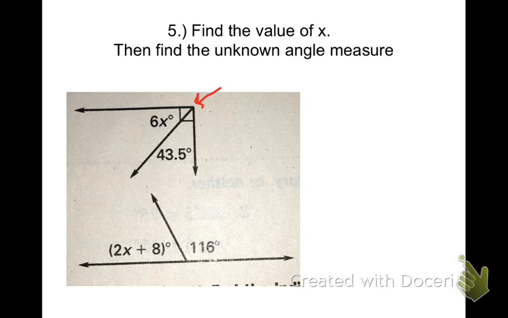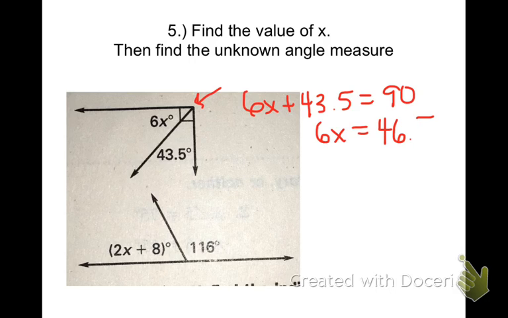So I can write 6x plus the 43.5 will equal 90. Subtract 43.5 from both sides. And I know that 6x must equal 46.5. If I divide both sides by 6, I get that x is equal to 7.75. Then I'm plugging it back in and multiplying it by 6 so that I know that this is 46.5 degrees.